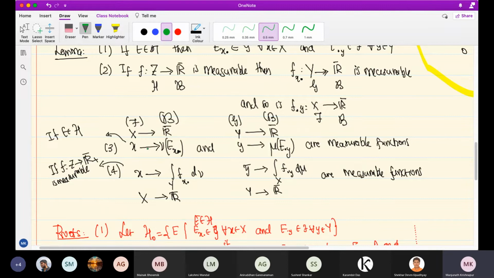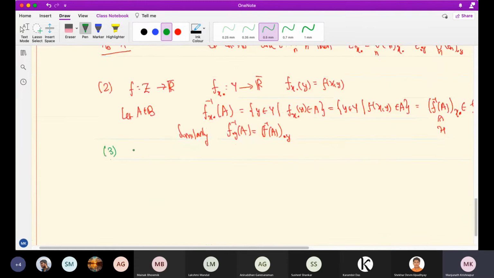So what is the idea? It's the same idea, right? You should try the same. You should look at all E with this property. So again, you look at H naught, the set of all E which are in H such that x going to nu of E_x dot is measurable.